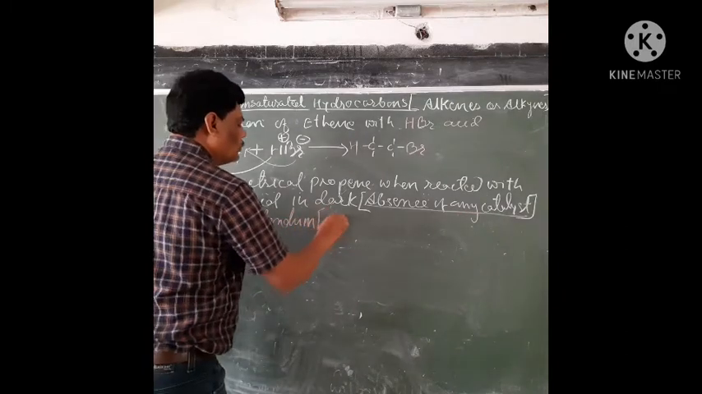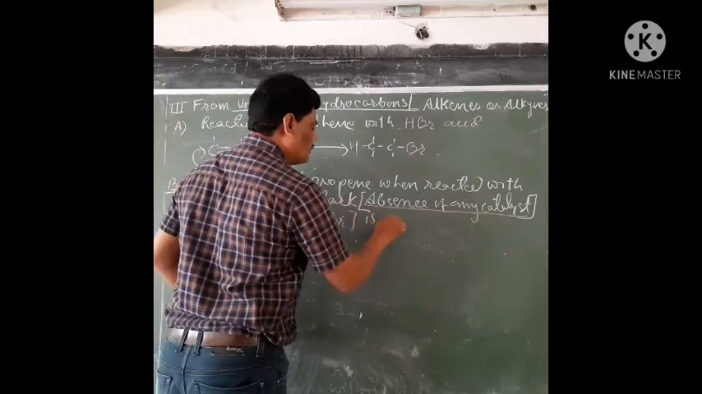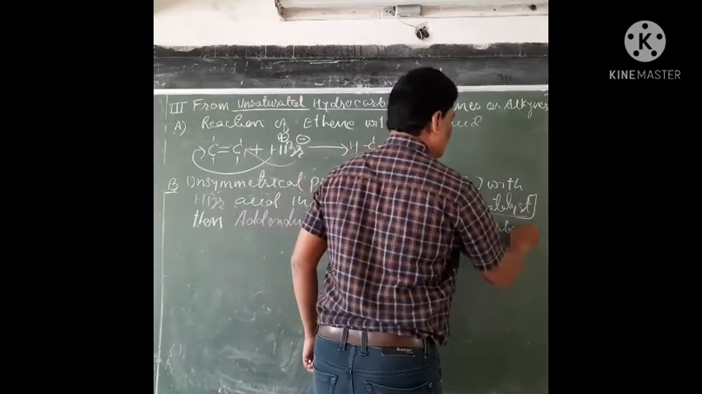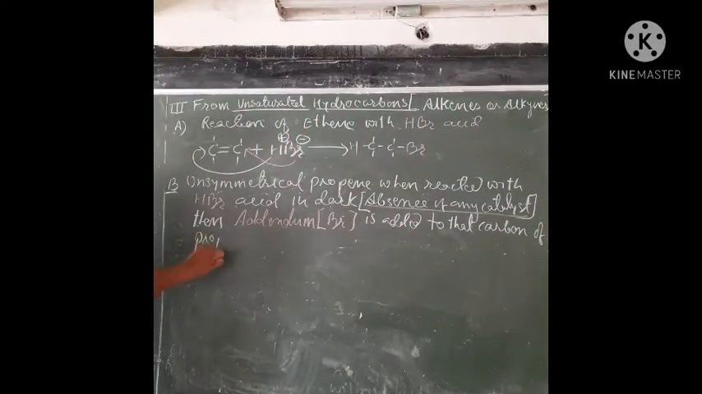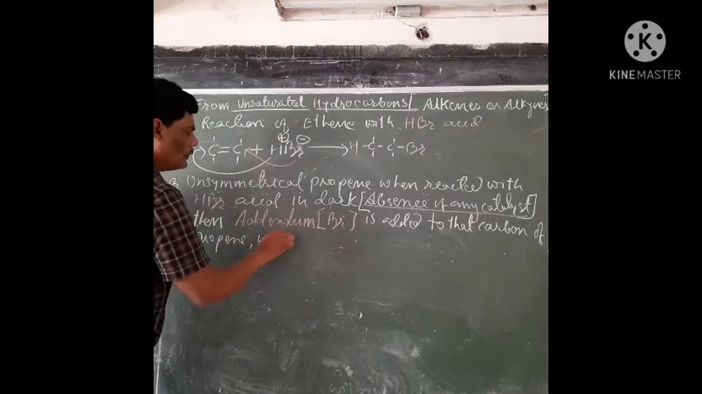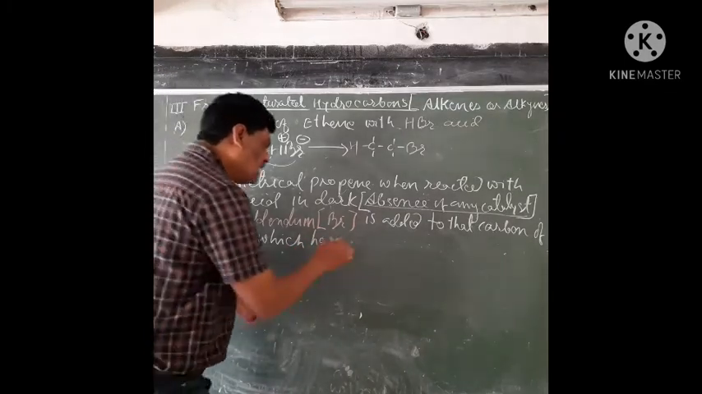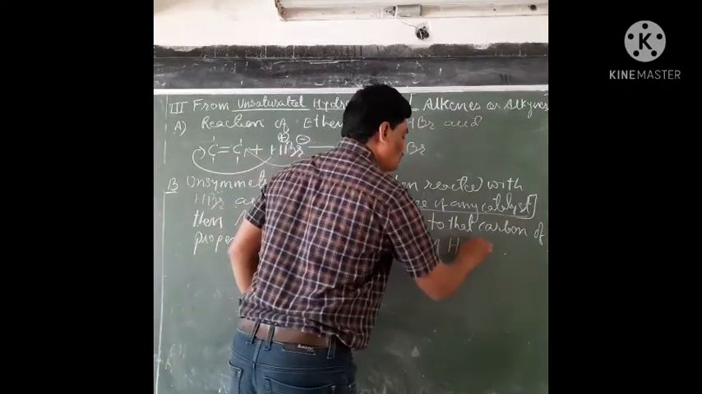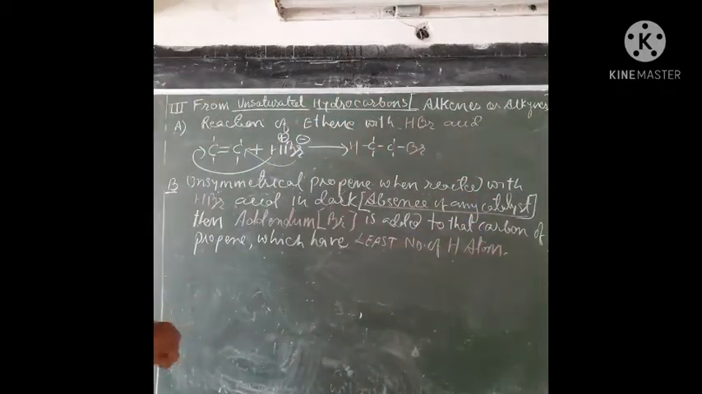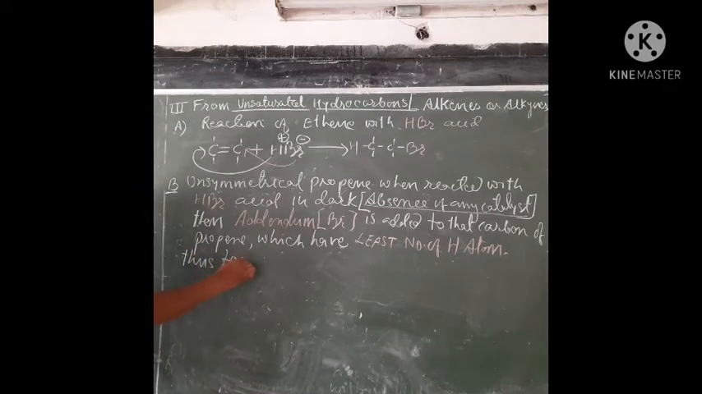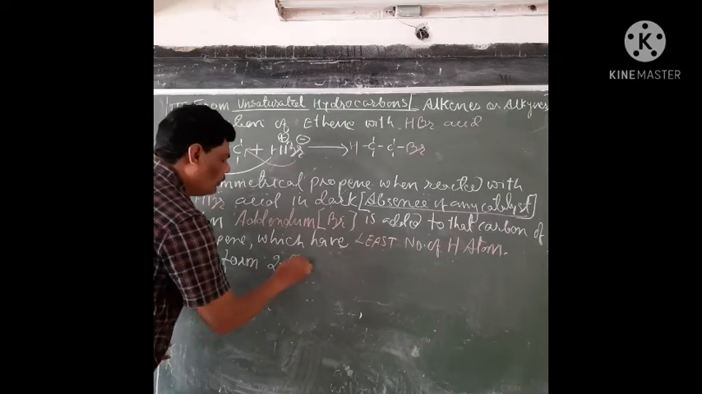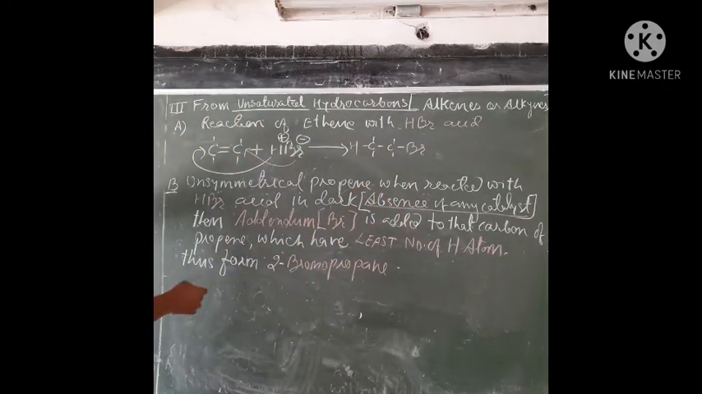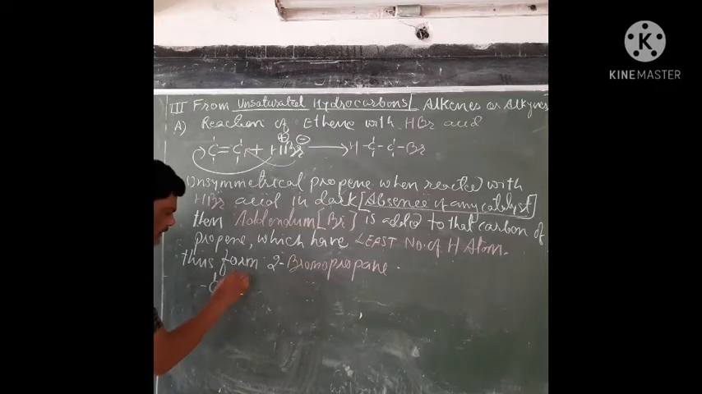the addendum, known as Br anion, is added to that carbon of propene which has the least number of hydrogen atoms. I am writing it in capital letters: least number of hydrogen atoms. Thus it forms 2-bromopropane. Like here.